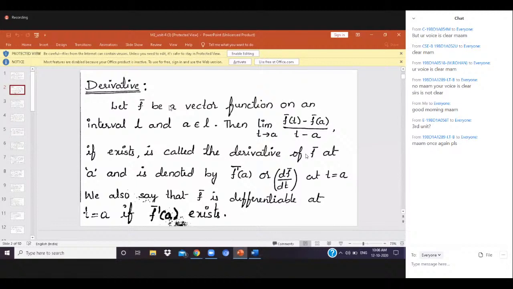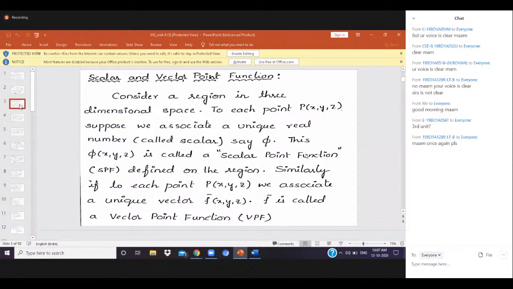It is clear, this is the derivative. You know the derivative formula. Derivative is as usual. For real valued functions, we know that f of x minus f of A by x minus A, where x tends to A, is the limit. The same definition we are using here, but for the vector function. That is the limit as t tends to A of f bar of t minus f bar of A by t minus A. This is the derivative. After that we have two more important definitions.